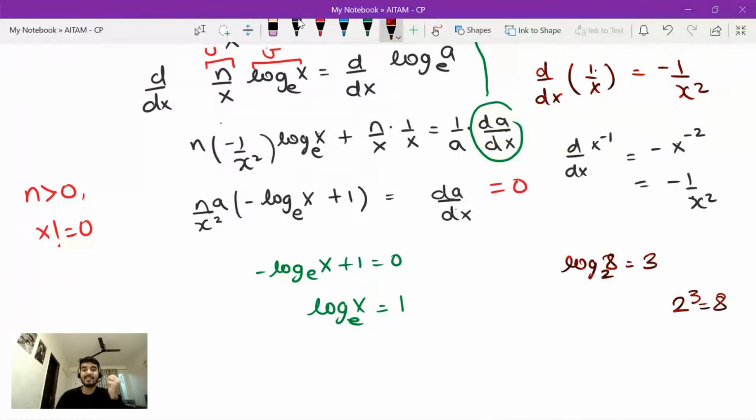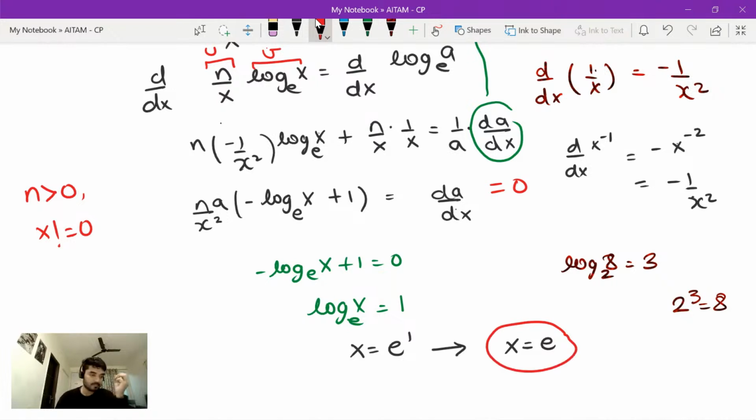So here, can I say this thing? The value of x is simply equal to e to the power 1. So the value of x is simply equal to e to the power 1, or I can say the value of x is equal to e. So this is the value of x.